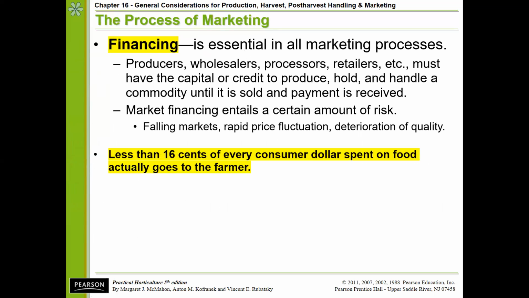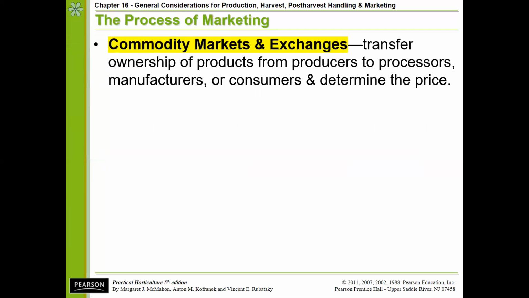And I think that the financing, it's a necessary evil, but I want to say this is one reason why we have this issue. In Virginia anyway, and it's different in different parts of the country, we say that less than 16 cents of every consumer dollar spent on food actually goes to the farmer, mostly due to these middlemen through the process of marketing. They have to get paid too, right?